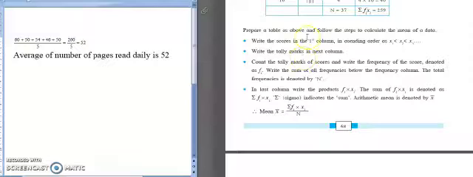Here the process is given. Prepare the table and follow the steps as I have shown you. Write the scores in the first column in ascending order, then write the tally marks in the next column, then count the tally marks of scores, write the frequency, and then write the sum of frequencies, and the total frequency is denoted by n. Then in the last column multiply fi into xi, and then find the sum of fi into xi. It is denoted by sigma, or it is also known as summation of fi into xi. So this is the formula for mean x bar. X bar is denoted as mean. Mean of x is x bar.